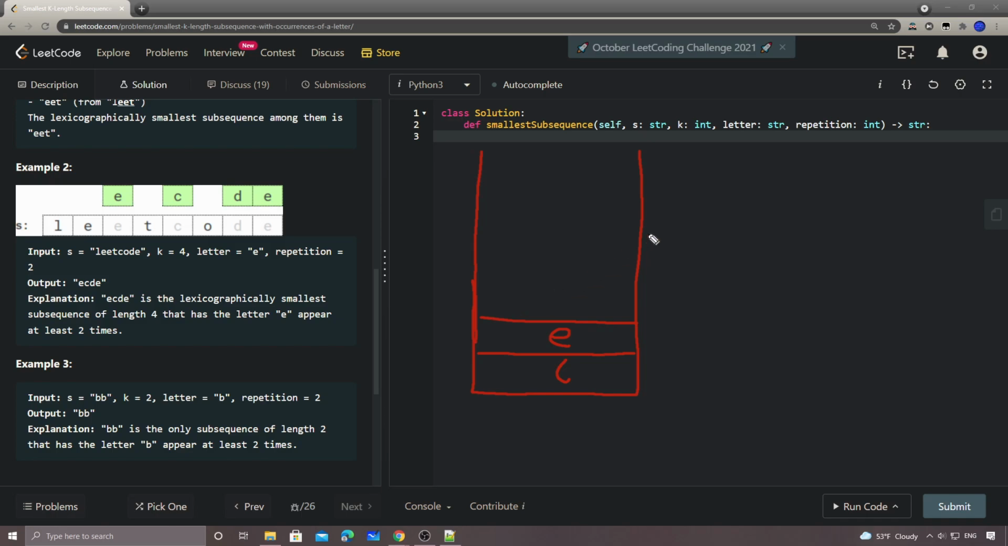But since we have this length K here, when we pop this L out, we also need to worry. We need to also make sure we have enough letters remaining so that we can get a length K. Because let's say if K is equal to 2.